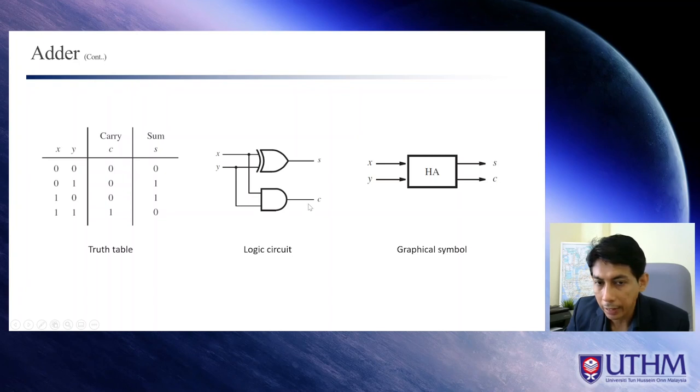Then we have the adder that can add 1-bit number. Yeah, this is 1-bit number. And this is called half adder. HA, half adder. Right? And because this half adder is not very useful, because it can only add a 1-bit number, right? If we have 2-bit, we cannot use it. So that is why we call it half adder.